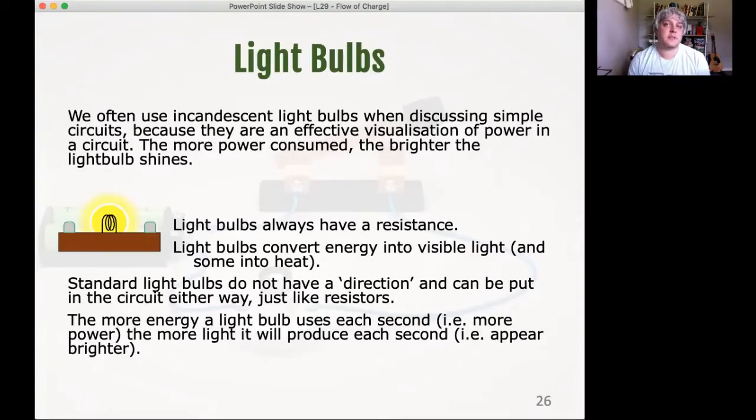So standard light bulbs, just like a resistor, don't have a direction. It doesn't matter which way the electrons go through the light bulb, it will convert it into visible light. And the more energy a light bulb uses, the more light it will produce each second and therefore appear brighter. They are essentially turning energy into visible light, but they also turn some into heat, as you will be aware if you've ever used any of these old school incandescent light bulbs. So not the halogen or the LED ones, but the old school with a filament. They will produce quite a lot of heat as well, but regardless, they still produce visible light proportional to how much power they are using.